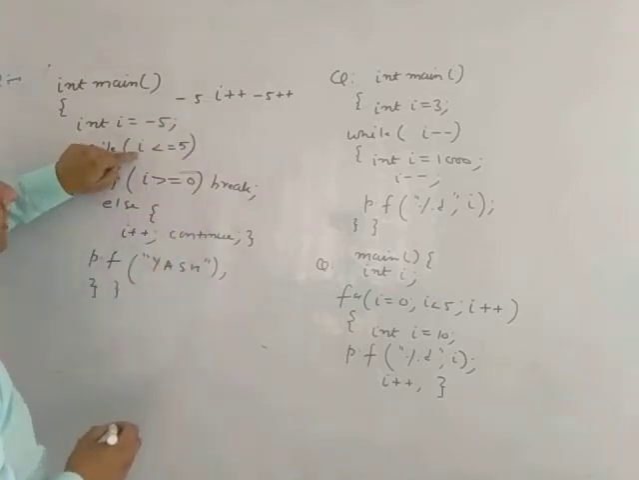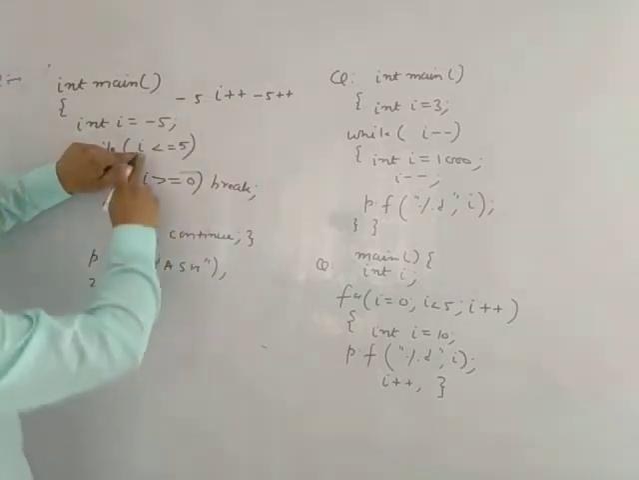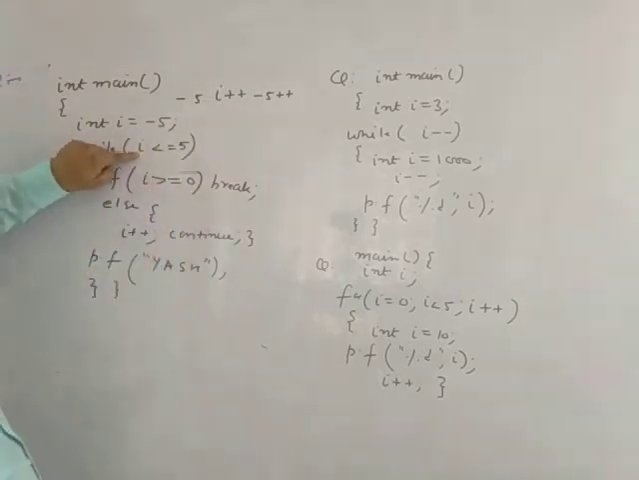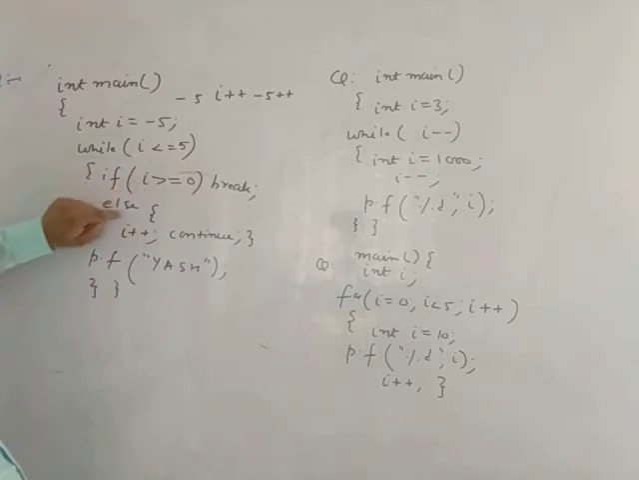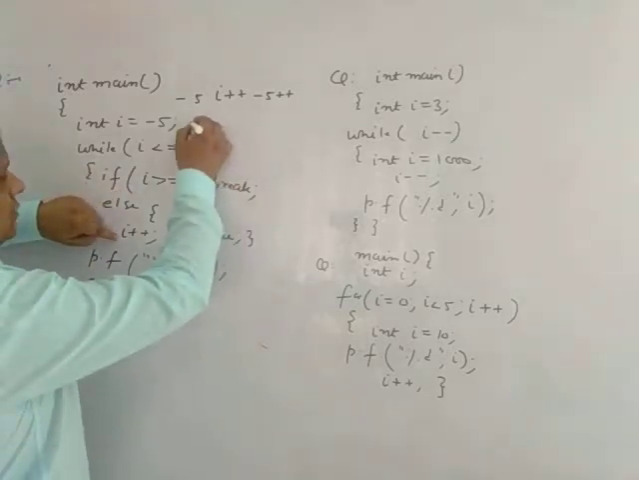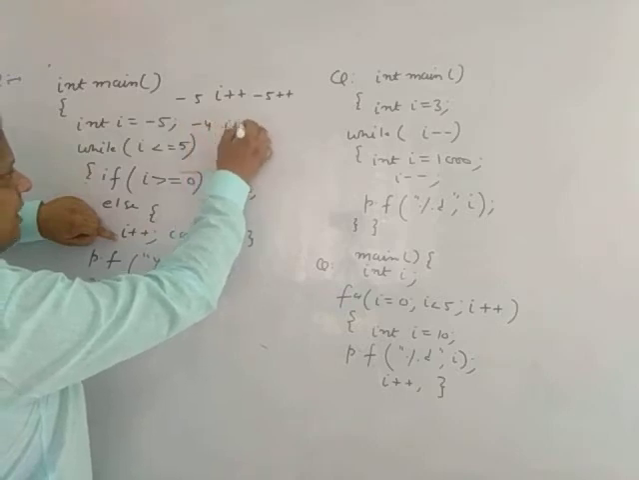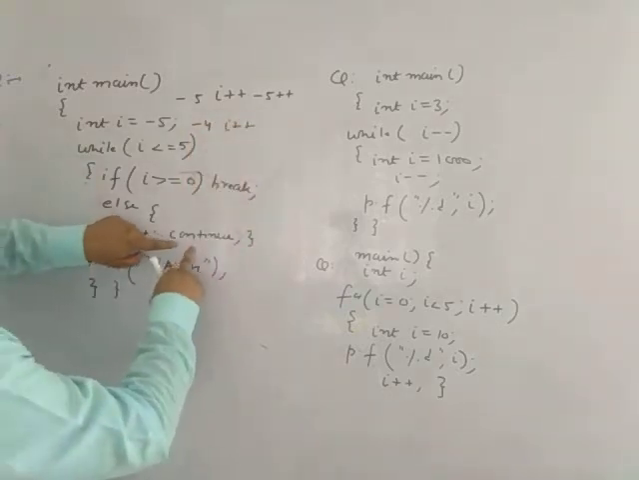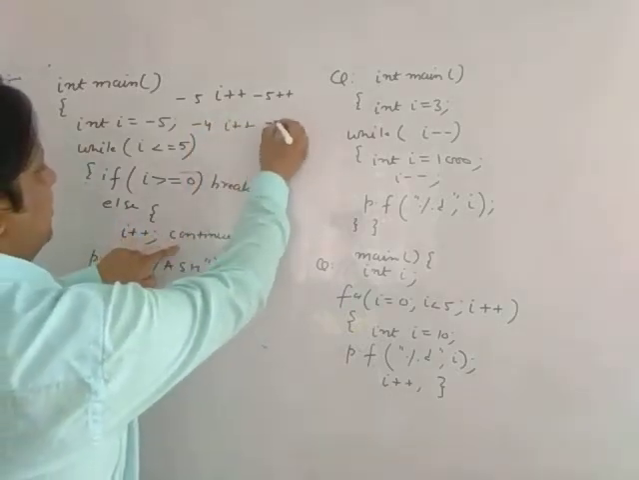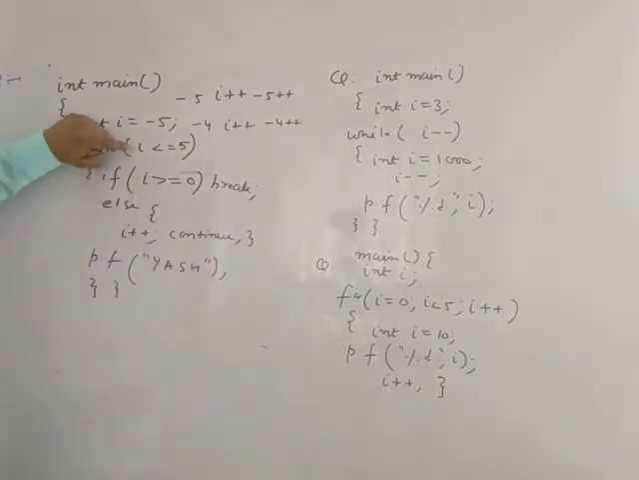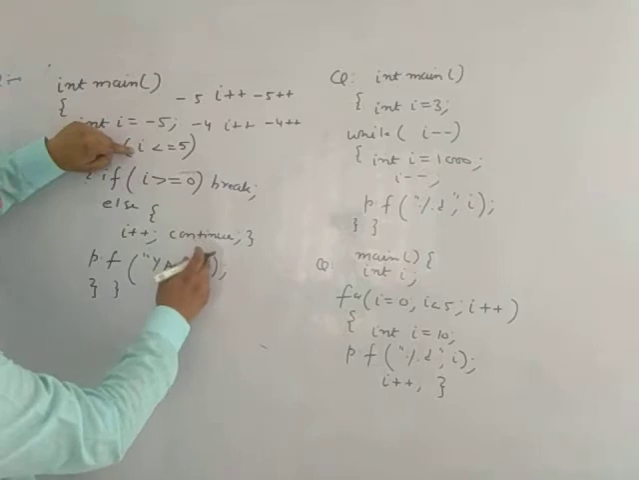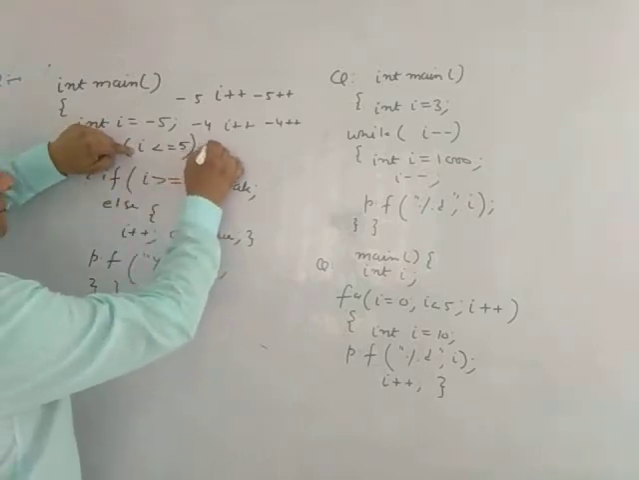Now this time the i is minus 4. So minus 4 less than or equal to 5, condition true. You come here, minus 4 greater than or equal to 0, condition false. Again you go to the else part and then again i plus plus. So from minus 4 there is an i plus plus, and again continue. This is nothing but minus 4 plus plus, continue. So again you go to the loop, then the value of i is now, because of minus 4 plus plus, minus 3.